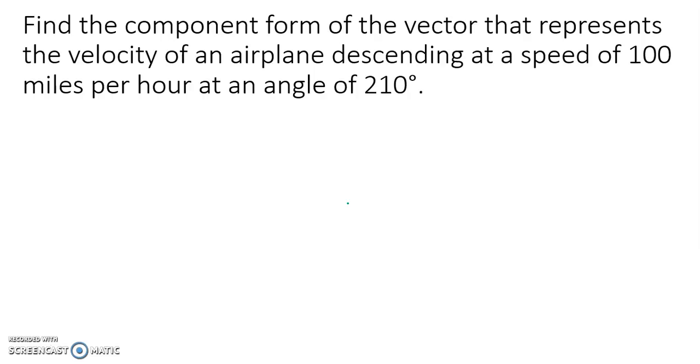Find the component form of the vector that represents the velocity of an airplane descending at a speed of 100 miles per hour at an angle of 210 degrees. So at an angle of 210 degrees, I have an airplane. It is flying at a speed of 100 miles per hour.